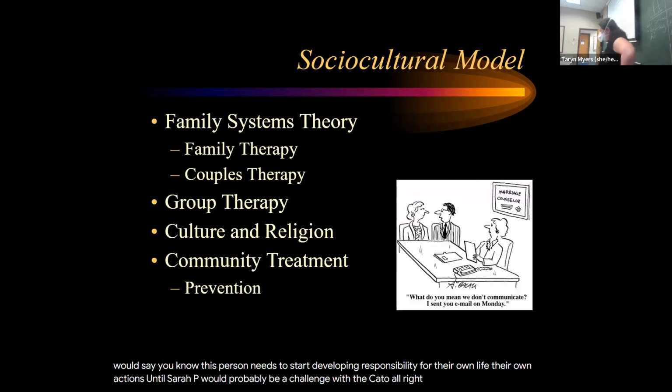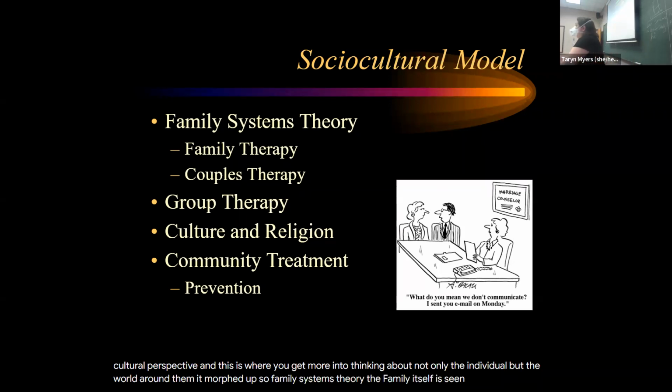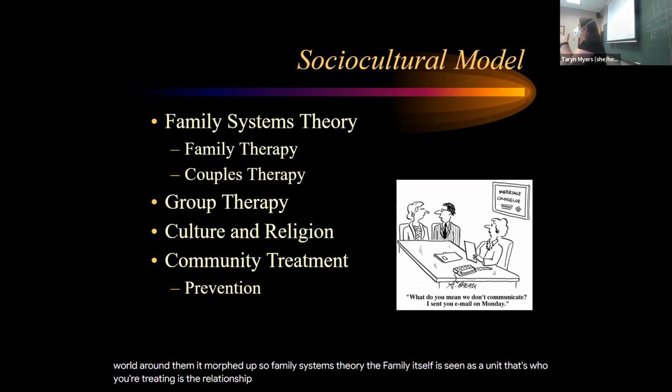All right. Then you have the sociocultural perspective. And this is where you get more into thinking about not only the individual, but the world around them in more depth. So family systems theory, the family itself is seen as a unit. That's who you're treating. It's the relationship between the family members. You're not treating a bunch of individuals.